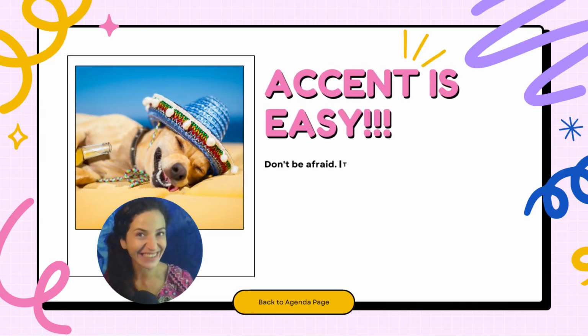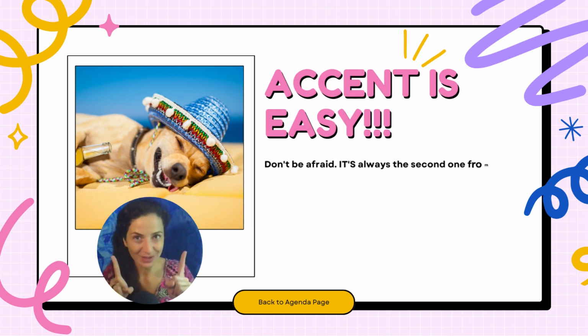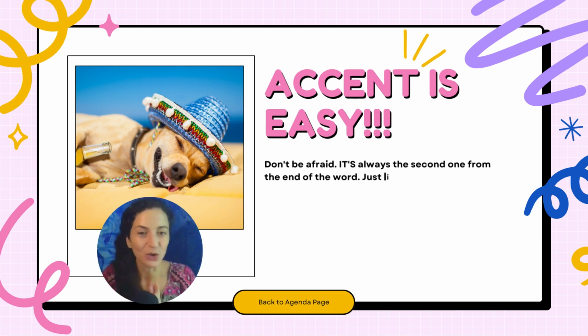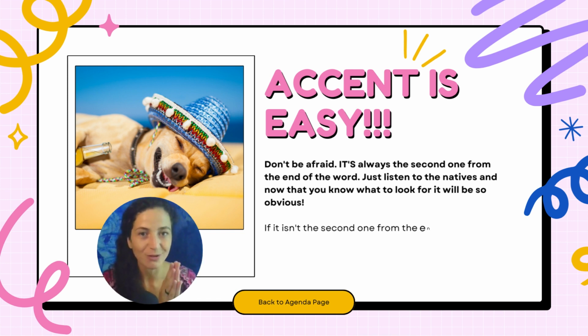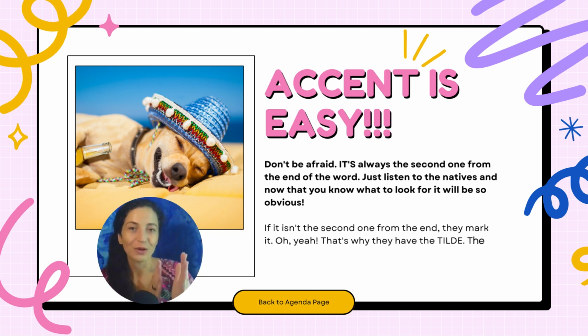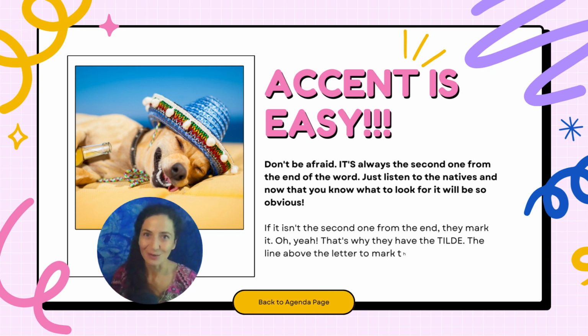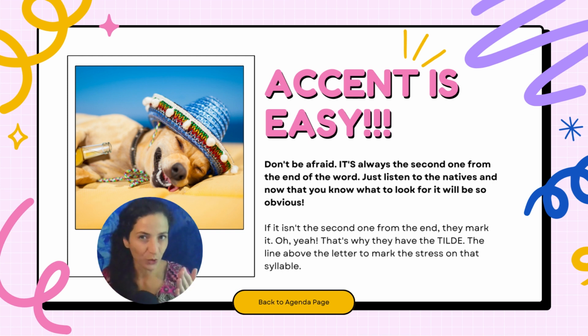Accents are easy. Why? Because in Spanish, they are consistent. You will know where to stress the word. It doesn't actually change. So it's always the second syllable from the end of the word where we need to stress the sound. I'm going to say it again. It's always the second syllable from the end of the word where you need to stress the sound. I'm going to show you examples. Just listen to the natives, and now that you know what to look for, the second one from the end, you're going to start hearing the pattern, I promise. It will become obvious one day.